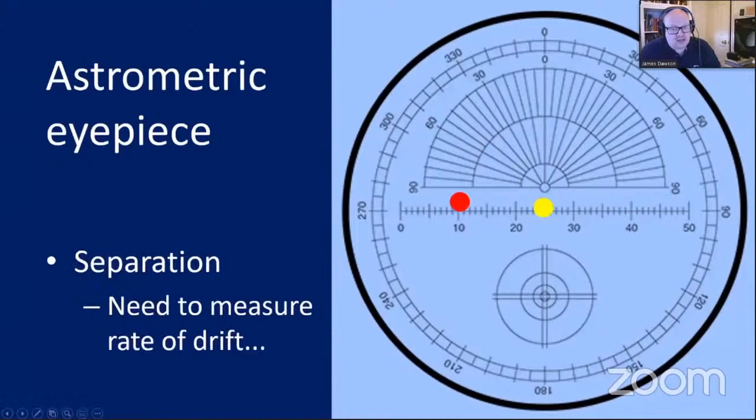So what we need to do now is to work out the angular separation. And again, what we can do is put the primary star on this scale, and that's at about 25 units. And the secondary star is about 10 units. So the interval between them is 15 units. Now, the problem is we don't know what these units represent. They're certainly not arc seconds or arc minutes.